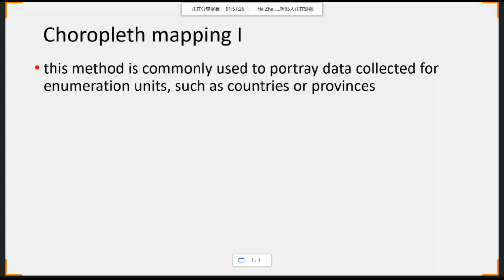What is choropleth mapping? This method is commonly used to portray data collected for enumeration units, such as countries or provinces or counties or districts, anything like that. So they're also named administrative units instead of enumeration units. Enumeration unit is a bit more general. So if you, for example, use a grid system with hexagonal grids or square grids, that's also possible.